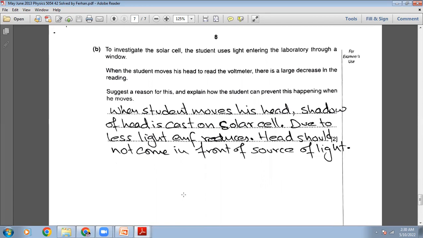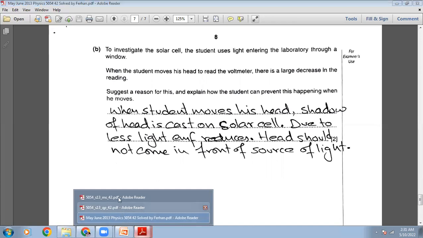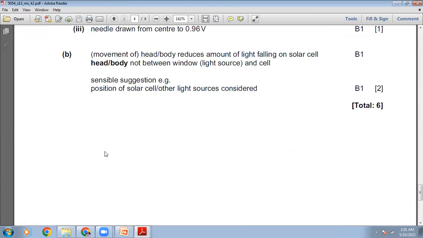To avoid this, the position of the student should be such that it does not hinder the path of the light. So when the student moves his head, the shadow of his head is cast on the solar cell. Due to less light, EMF reduces. The head should not come in front of the source of the light, or anything should not come in front of the source of the light. That's my answer. So let's have a look at the marking scheme, what it says.